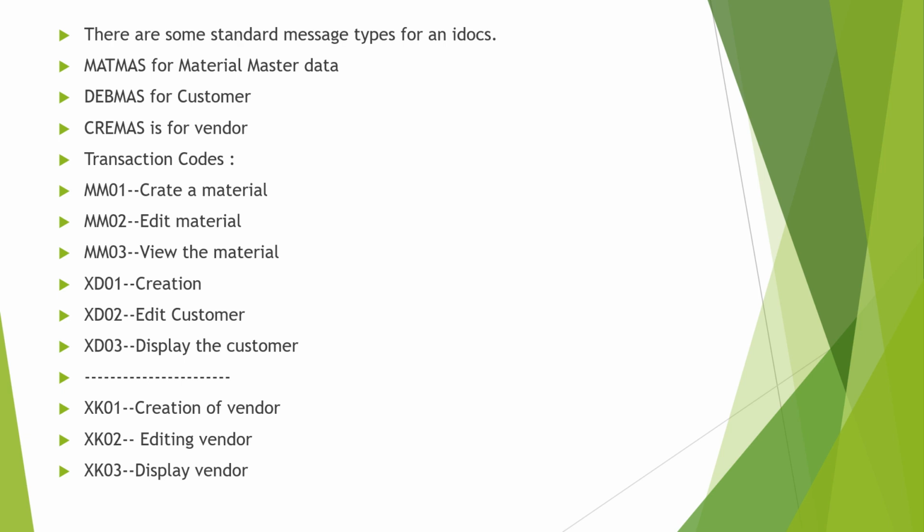Now there are some message types which are quite frequently used. MATMAS stands for Material Master. This is the message type for handling all the Material Master information. Underneath there are basic types such as MATMAS01, MATMAS02, likewise. DEBMAS is for customer. If you are dealing with the customer master information, the message type to be used is DEBMAS. For vendor, we should be using CREMAS as a message type.